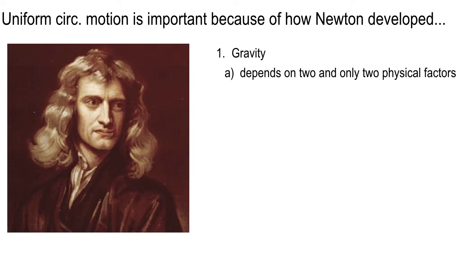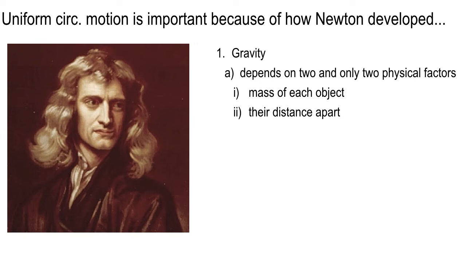Now, Sir Isaac Newton made this hypothesis, and he encoded it into an equation, that there were two physical factors, two measurables, and only two. The masses of the two objects that are interacting, so the mass of the moon and the mass of the Earth, and then the distance that they are apart. That's center to center. Make a note of that. It's not on the screen here, but center to center distance.